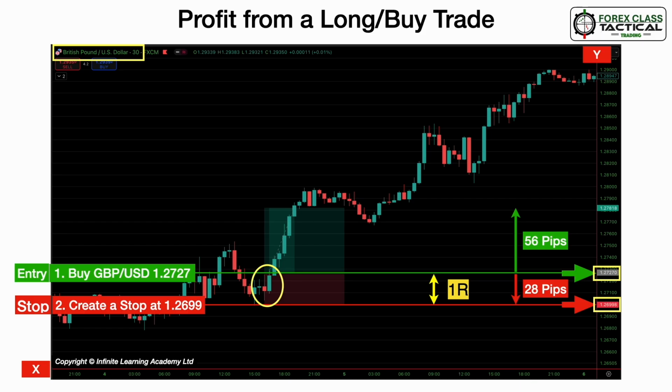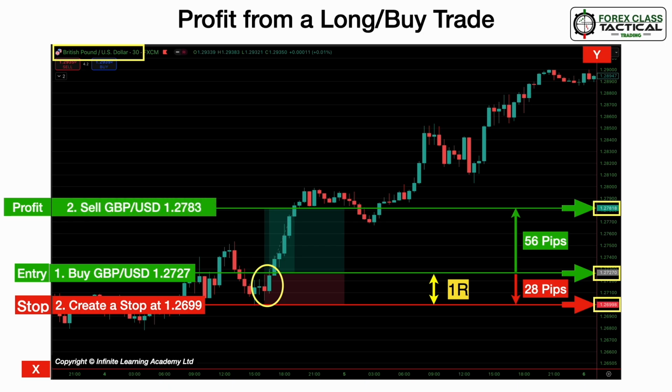Now add the 56 pips to your entry price. So entry price is 1.2727 plus 56 pips equals 1.2783. Then look at the right on the y-axis to find the price and place your horizontal line. This will be your sell price at 1.2783. This calculation is known as 2R. In essence, you are risking 1 to make 2. In this example, you can say you are risking $280 to make $560. Your 1R 28 pips is $280, and your 2R 56 pips is $560.